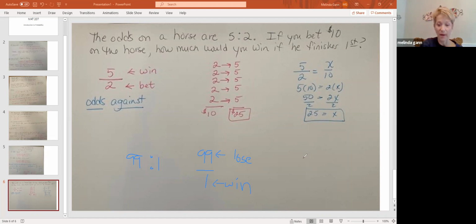So let's go back to this $10 bet. If it was 99 to 1 and you bet $10, remember $10 is your bet, so it goes on the bottom. Do you understand that you do the cross multiply? So 99 times 10 is 990 equals 1 times x, which is x. So if this horse just happened to freakishly win, you'd get $990 plus your $10 back. You'd leave the window with $1,000.